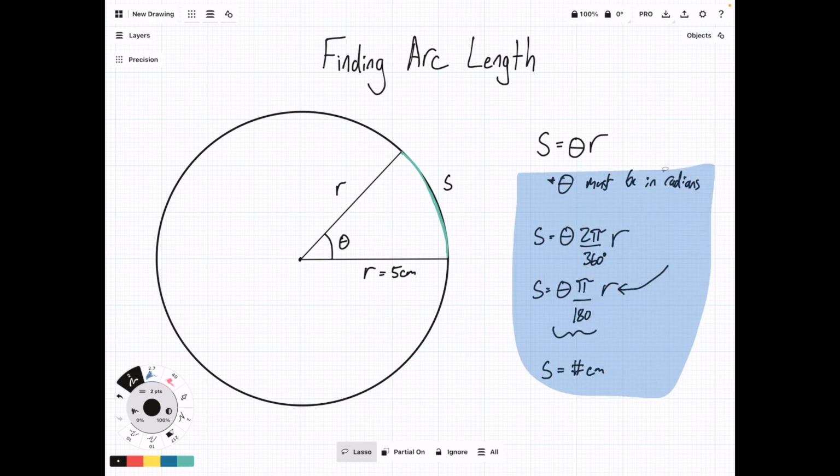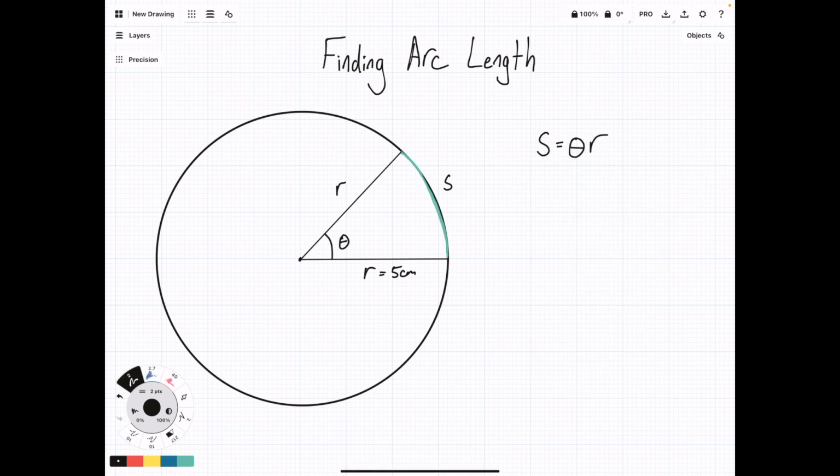Now what we're going to do is run through a couple practice problems. Clean this up a little bit.